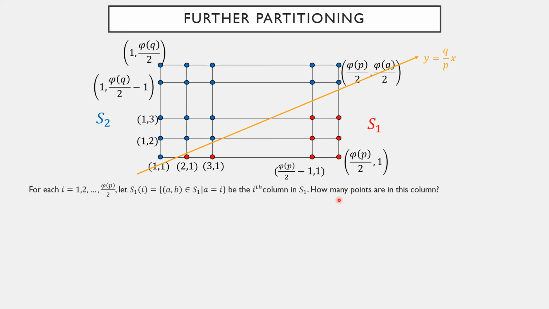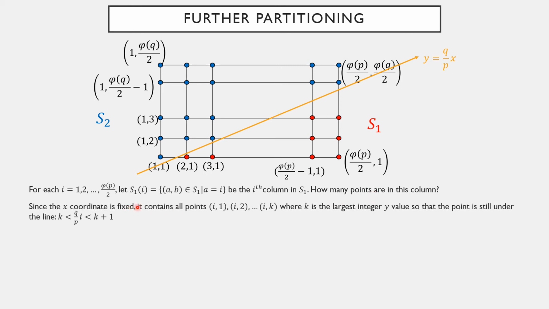Now I ask how many points are in one particular column. Pick a value of I. S1 of I is now all the red points in that column. How many points are there? So the x-coordinate is fixed, so I keep marching up until I would cross the line. The line is given by y is equal to q over p x. So I keep counting up, I comma 1, I comma 2, and the last one I'll include is I comma k. In other words, that y value is less than the y value of the line, but the next y value would be above it.